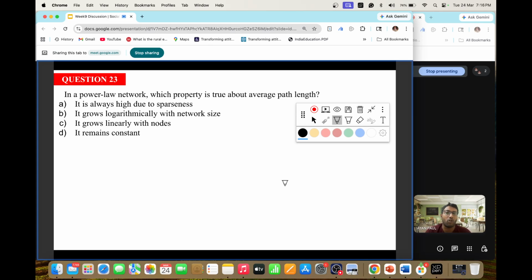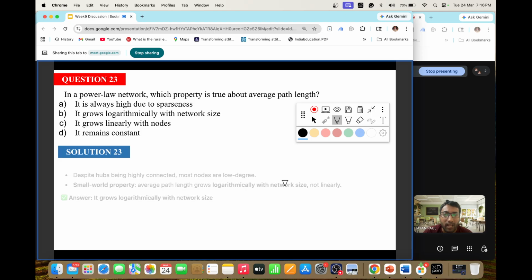It remains constant. So again I am repeating, in a power law network, which property is true about average path length? It is always high due to sparseness. It grows logarithmically with network size. It grows linearly with nodes, and option D, it remains constant. So actually option B is the correct answer. It grows logarithmically with network size.